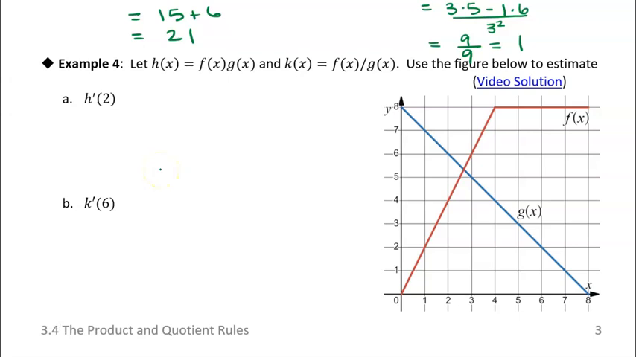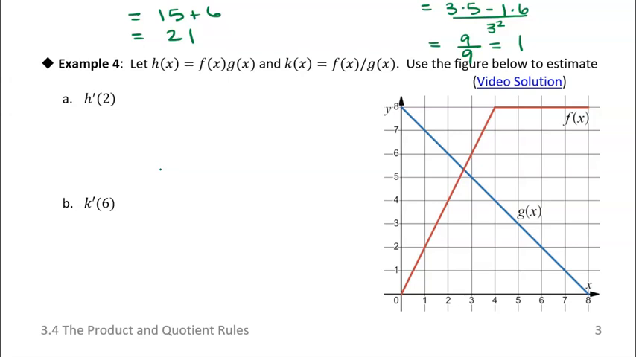All right, this last example is actually very similar to the previous example. We're given a function that happens to be a product of two other functions and a function that happens to be the quotient of two functions. The only thing that's really different is now instead of being given the values of the function and the derivative of the function at a given point, we're going to use this graph instead to find the values. So let's do that. The first one is asking us to find h prime of 2, right?